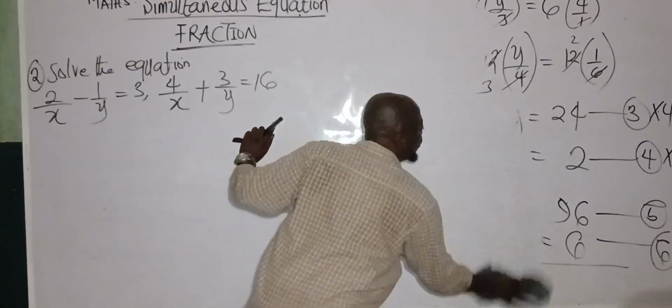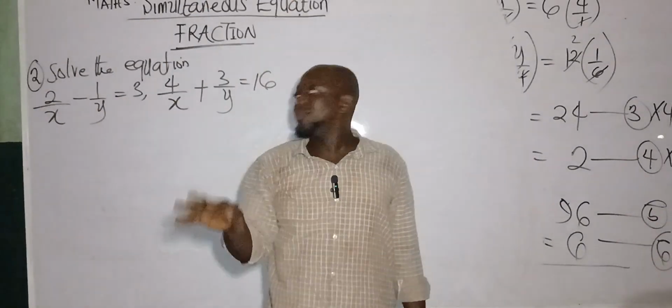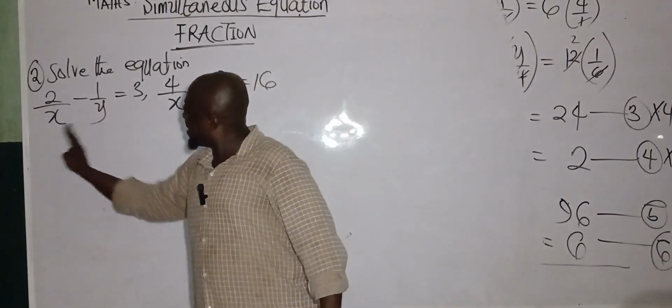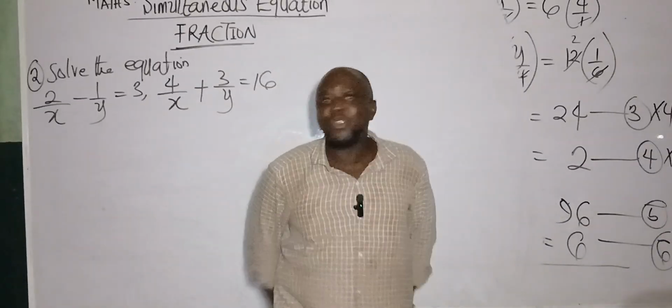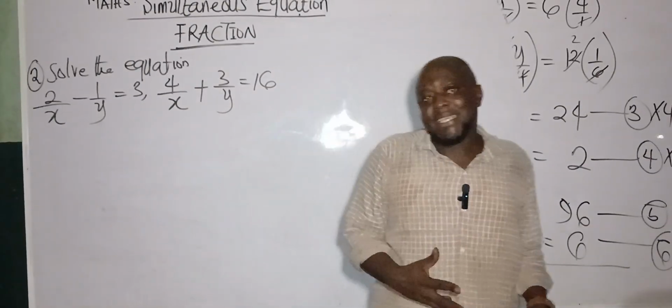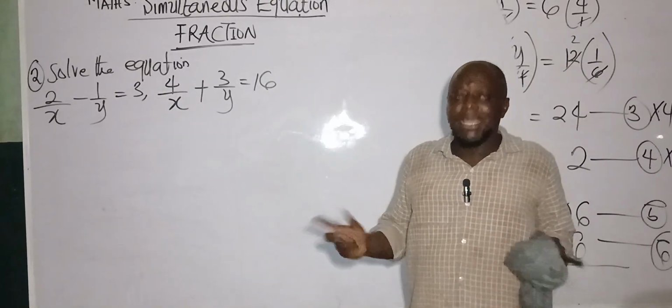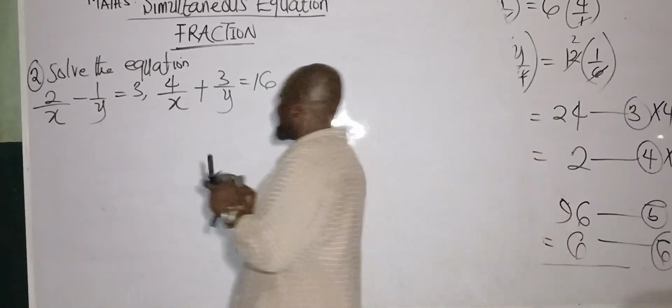Now, it should be clear to us that you cannot use the same method we used because the base here, look at the base, the denominator, they are not numbers. So you cannot say find the LCM of this and this. You can do that if you want, but to make it easier, I don't need to do that. What do I do? It's simple.